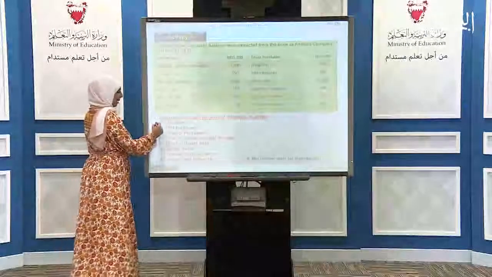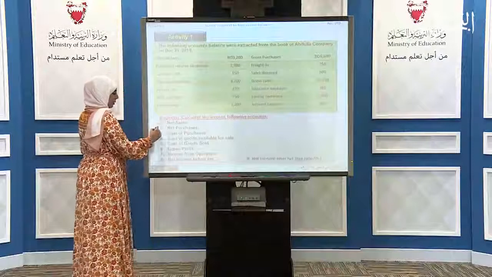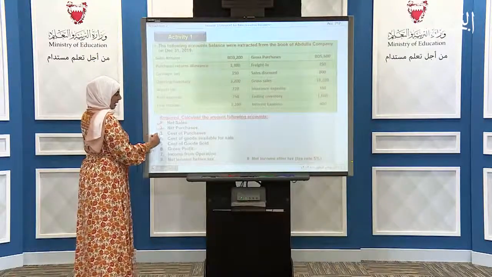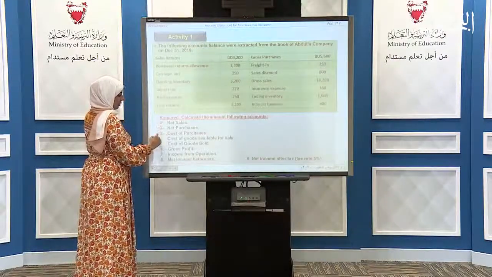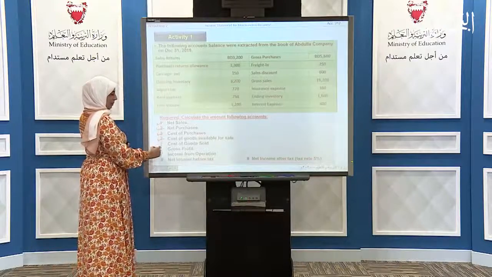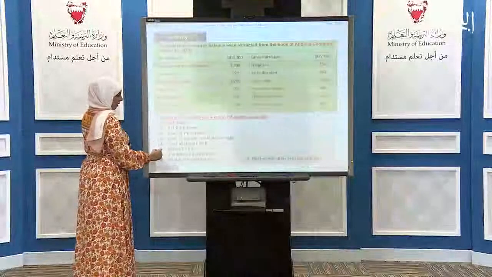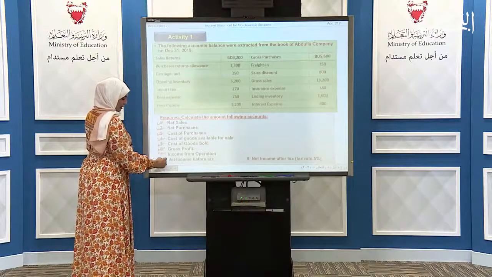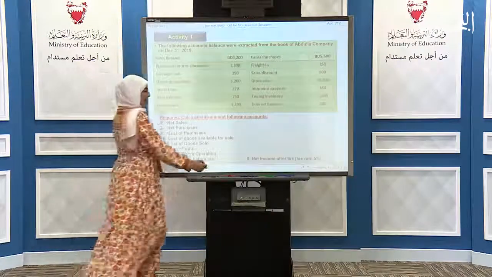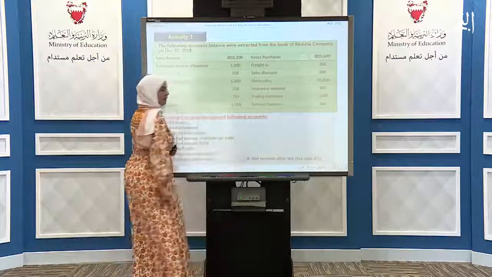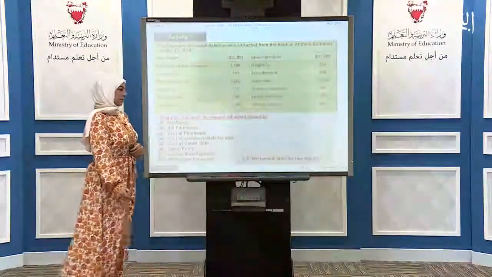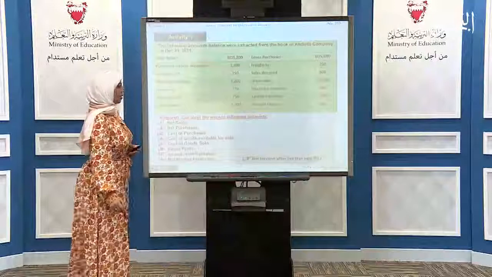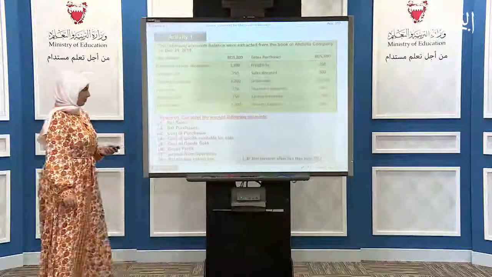Firstly, we should find the net sales. Second, we should find the net purchase, and also we should find the cost of purchase, cost of goods available for sale, cost of goods sold, the gross profit, income from operation, net income before tax, and finally the net income after tax, and we should take the tax rate of 5%.